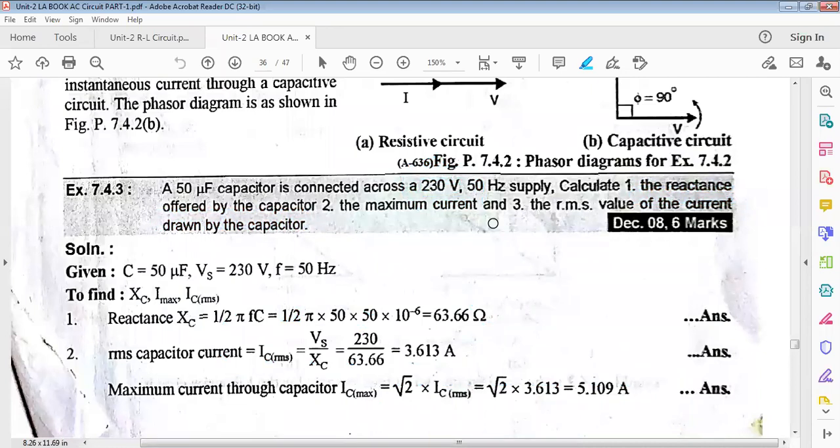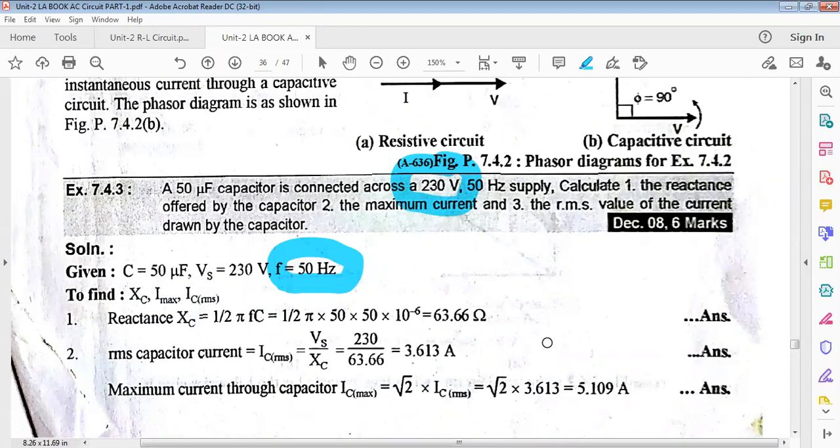Again, what else may you get asked for this? Suppose the instantaneous voltage equation. Then what will you write? V of t equals Vm sin omega t. This is the RMS, convert it to peak, means 230 into √2 sin omega t. If frequency is 50 hertz, what will be omega? 100 pi t. Correct.